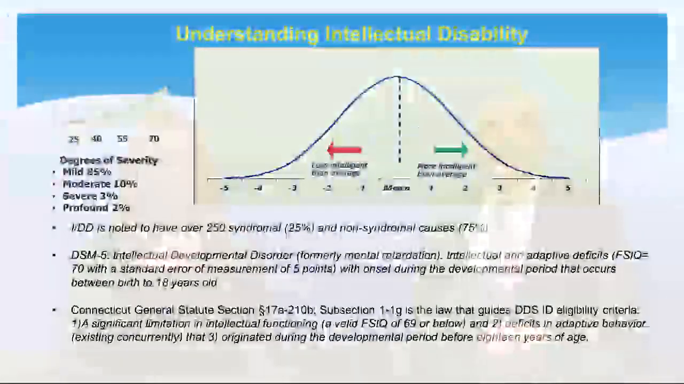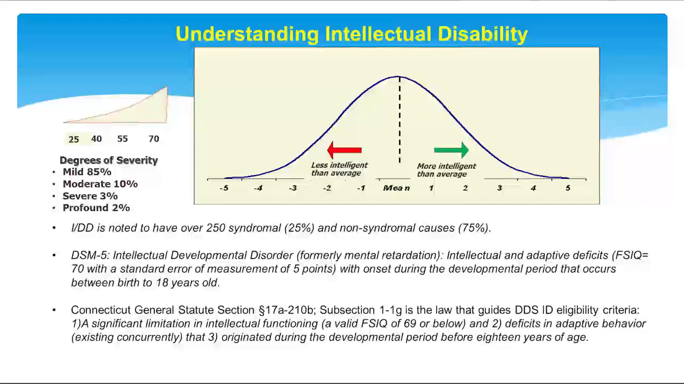An important note is the difference between the DSM, which is the Diagnostic and Statistical Manual of Mental Disorders, and the Connecticut General Statutes diagnoses of intellectual disability. The DSM diagnosis involves intellectual and adaptive deficits of an IQ score of 70 or below with a standard error measure of plus or minus 5 points that occurred during the developmental period from birth to 18 years old.